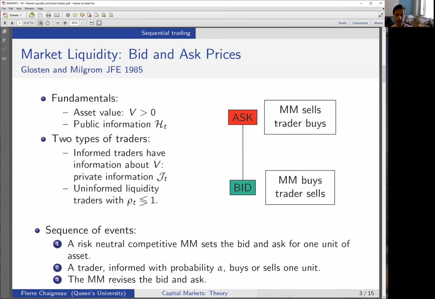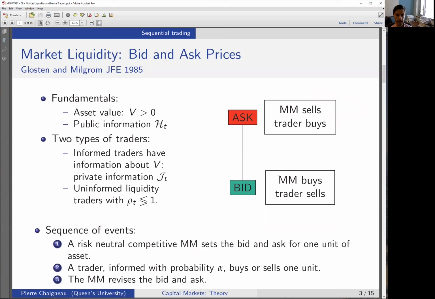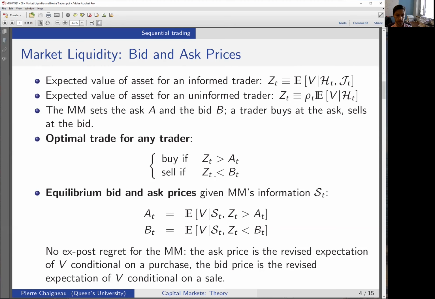Okay, the ask is what you pay if you buy. You are going to sell if this expected value is less than the bid. The bid is what you receive if you sell the asset. The trader sells, he receives, he can sell at the bid. You're going to sell if you value the asset even less than that. Okay.